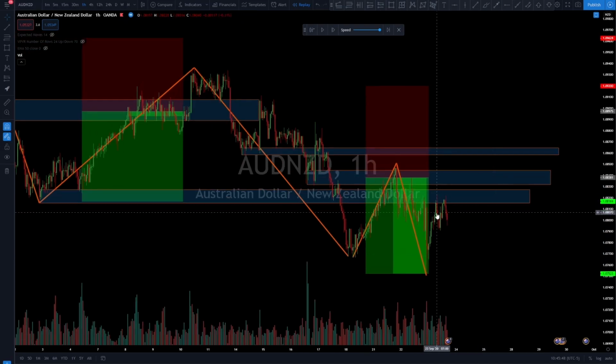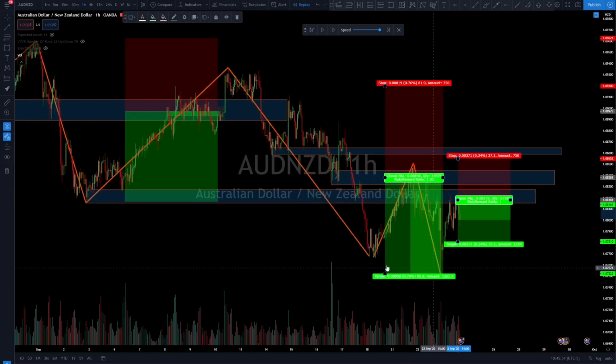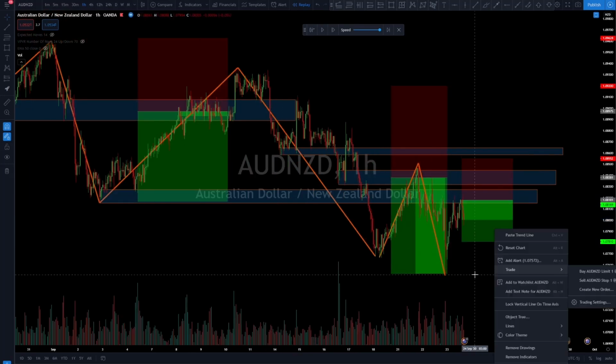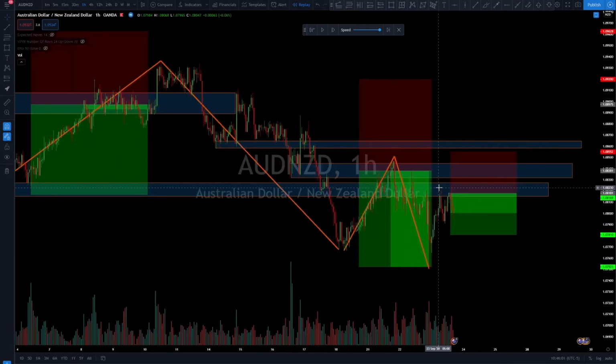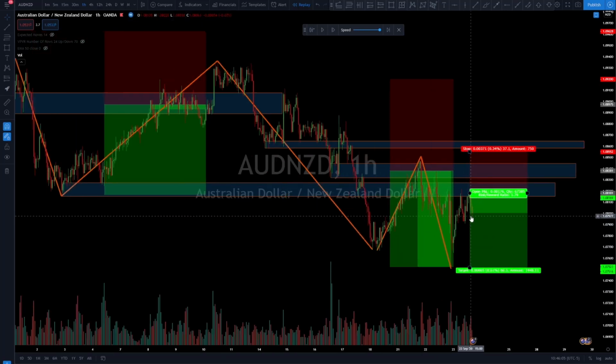Okay, so this is difficult because now I can actually see what already happened, but let's just say, for the sake of this example, we got short on this zone, right? Because we already marked out this zone way ahead of time, so we should have definitely considered that for an entry point.